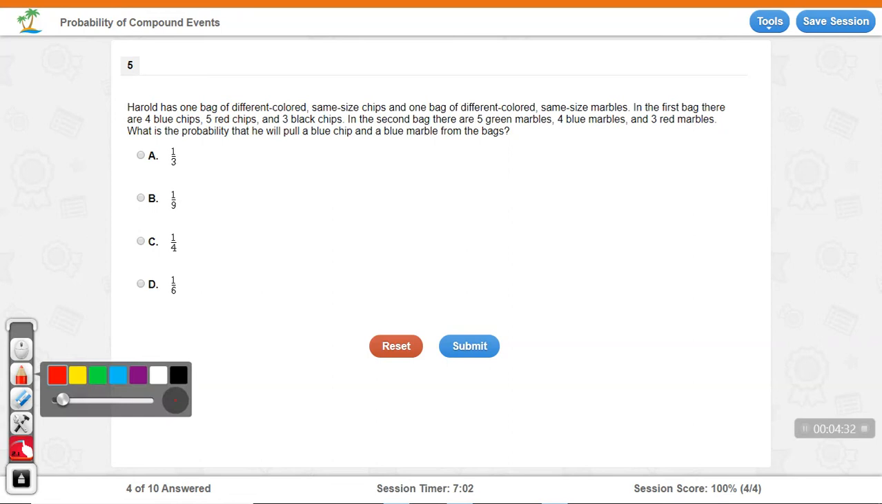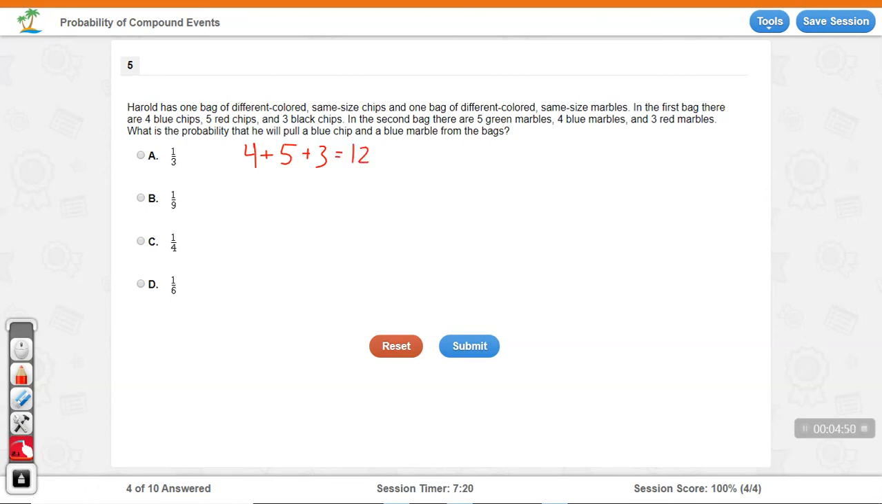All right, in this case here, Harold has 1 bag of different colored, same size chips and 1 bag of different colored, same size marbles. In the first bag, there are 4 blue chips, 5 red chips, and 3 black chips. That is a total of 12 chips altogether.